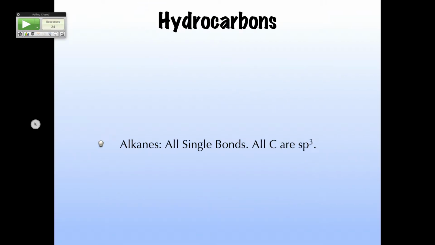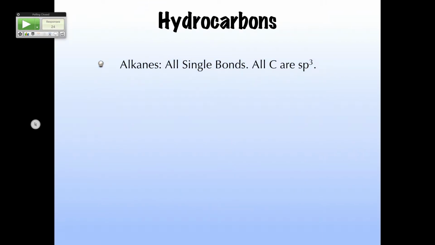All right, so here we go. Hydrocarbons, alkanes, I've already told you about, are all single bonds. All the carbons are sp3 hybridized. All single bonds. Okay, here are cycloalkanes. All carbons are sp3 hybridized, but they make a ring. And I think I showed you that a little bit already.